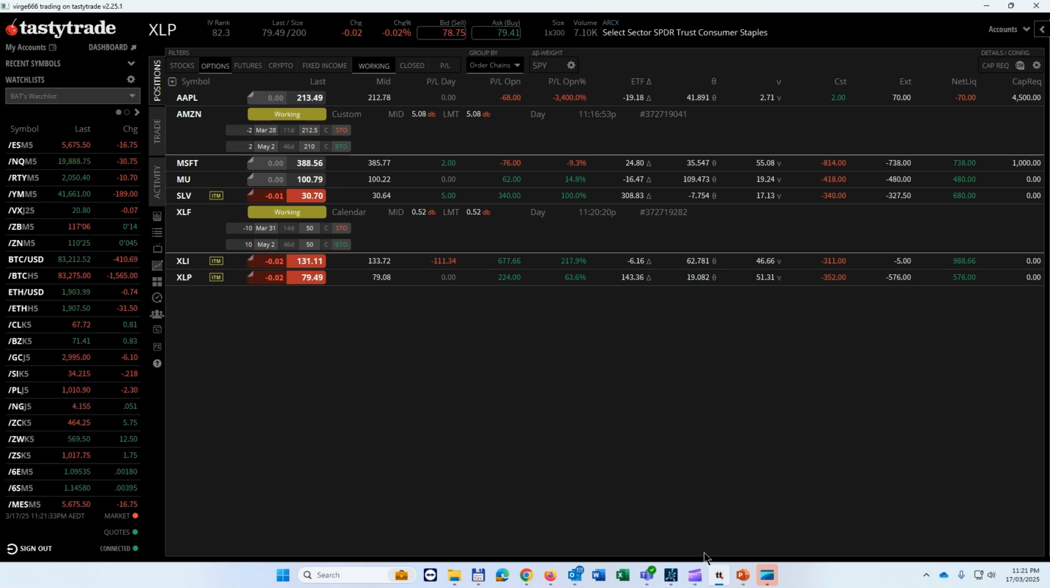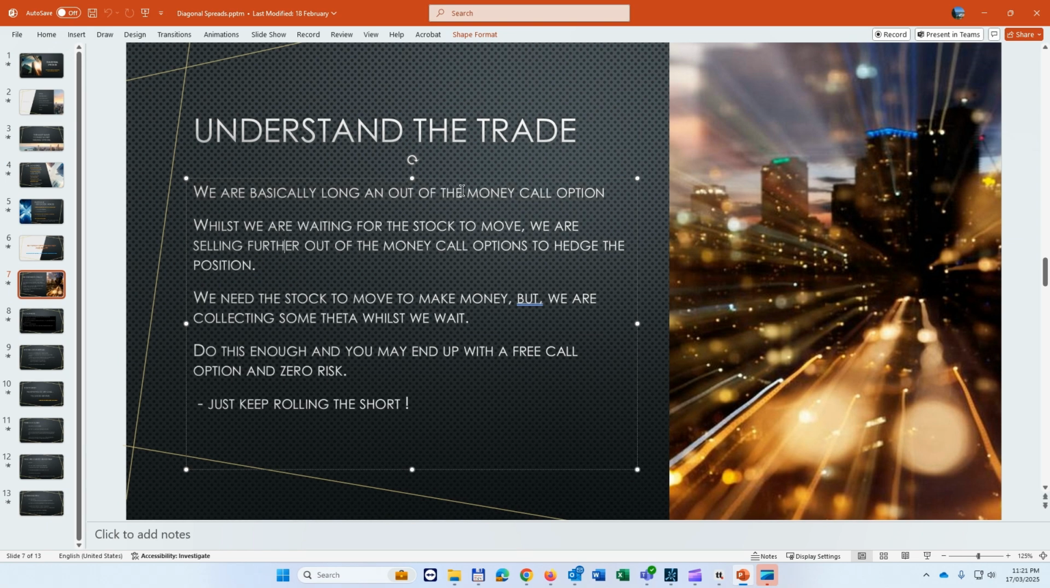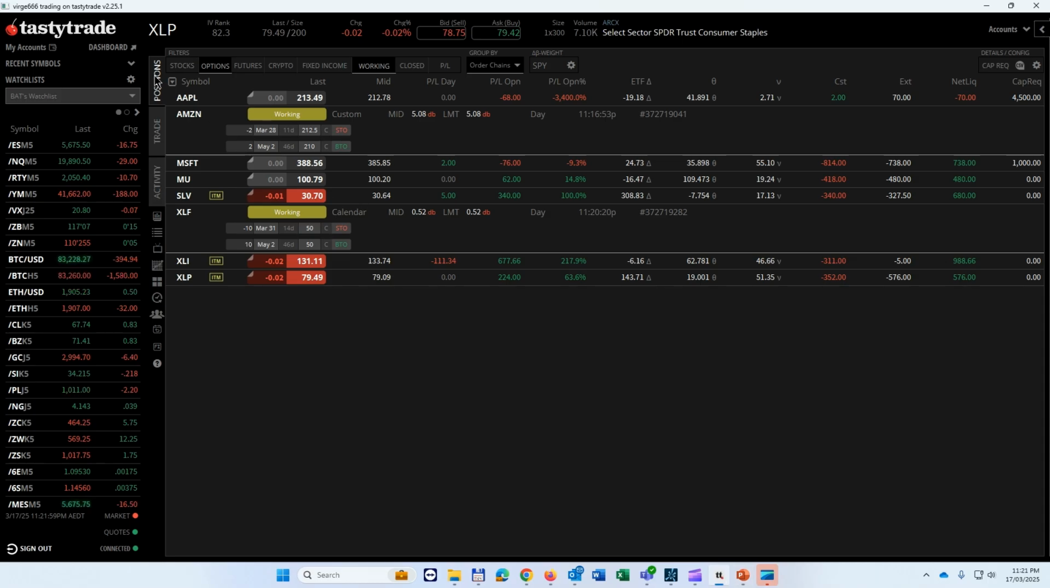But the main thing to keep in mind is if I go back to PowerPoint Prezzo, we are either long or short an out of the money option. But while we're waiting for the stock to move, we're selling out of the money calls to hedge the position. Hedge position just means lower the cost basis. We still need the stock to make a move, but we're collecting some theta while we wait. You do this enough, you end up with a free call option and zero risk, and we just keep rolling the short. And you can see that in the Apple trade.